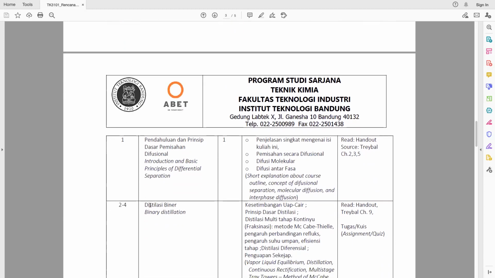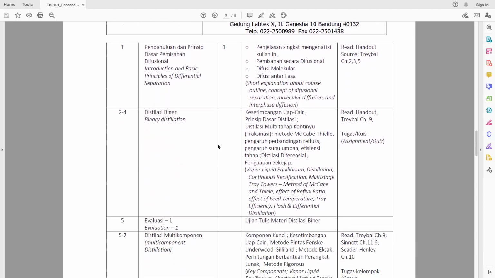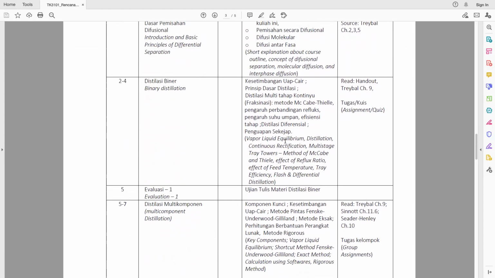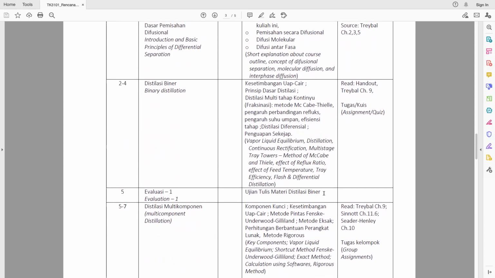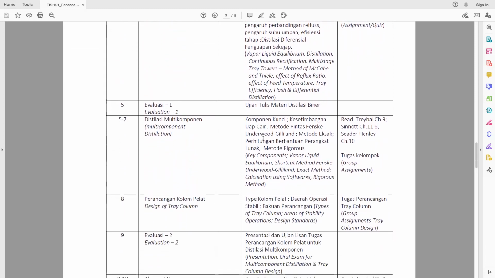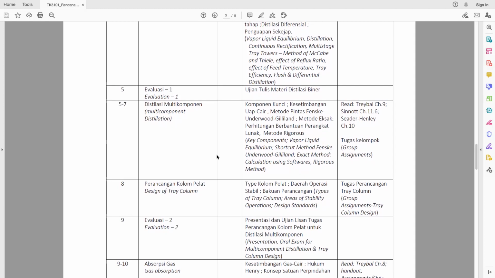in the first week, and also tomorrow, I will explain the introduction and also the principles of diffusional separations. And then the next week we'll talk about binary distillation, or what is distillation. And after that, in week 5, so you can start to write it now, there would be an exam on distillation. And then after that, there would be multi-component distillation and also tray design column. But for multi-component distillation, there is no exam, only a group assignment.